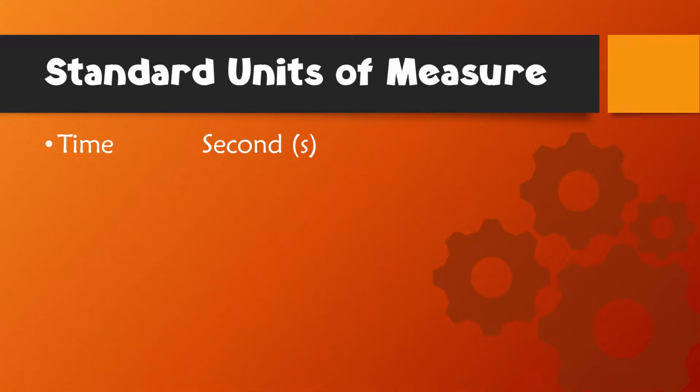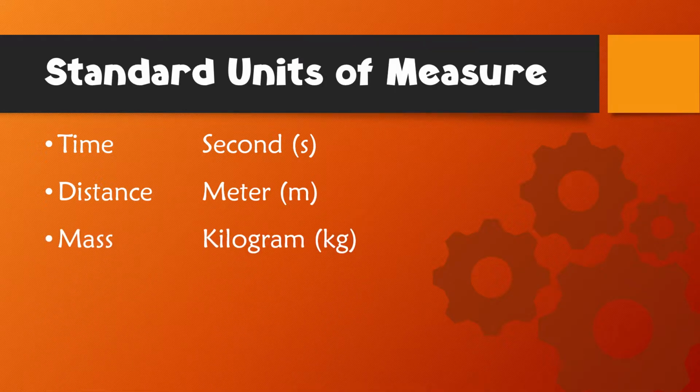In this video, you're going to be introduced to some of the basics of units in physics and how to convert from one unit to another. We'll start out with the standard units of measure. For time, we always measure that in seconds. Distance is measured in meters, and mass is measured in kilograms.